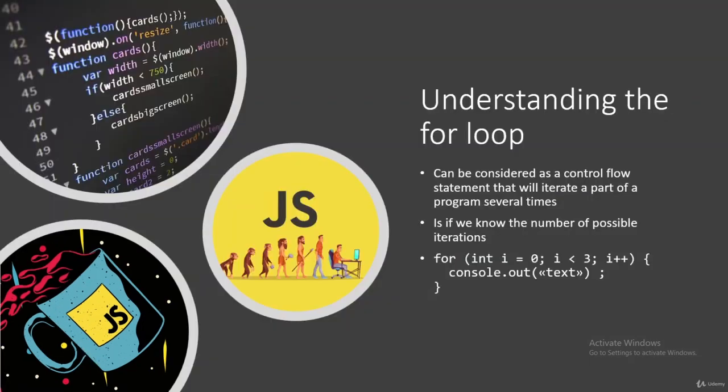So for loops, we basically have two types: the for loop as well as the while loop. In this course, we're going to talk about both. The first type of loop that we are going to see today is the for loop. It can be considered a control flow statement that will iterate a part of a program several times. It's used if we know the number of possible iterations.